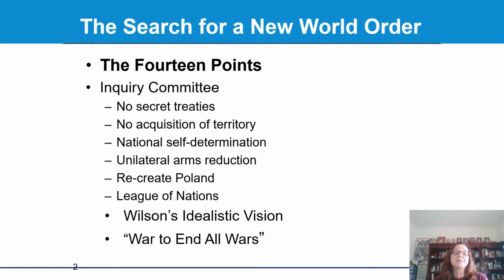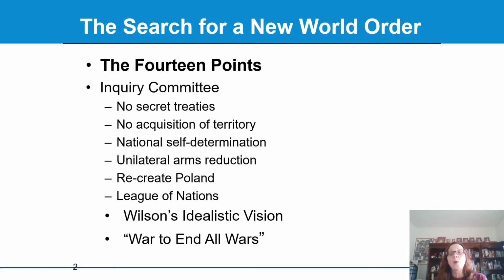Another one was national self-determination. We recognize that many of the ethnic groups in Europe, especially those that were under the control of those large empires like Austria-Hungary and Turkey, wanted to gain their independence. And really that was the root of why there was the assassination of the Archduke to begin with.